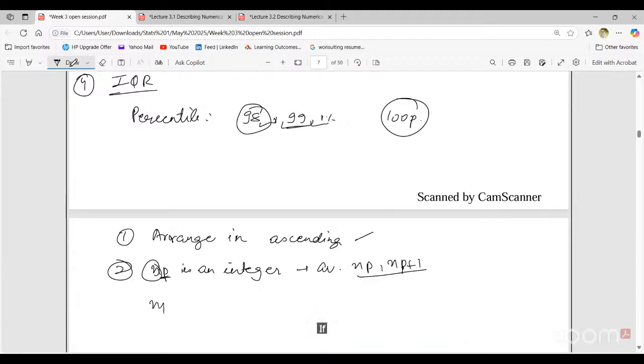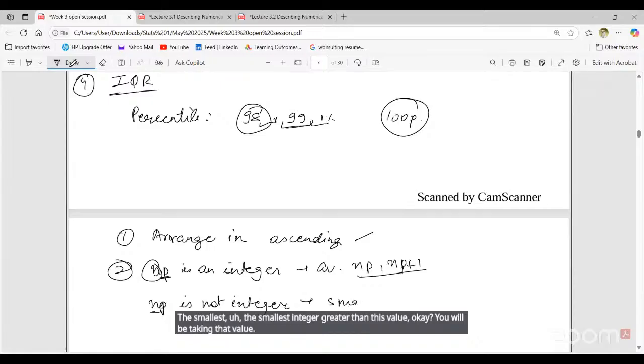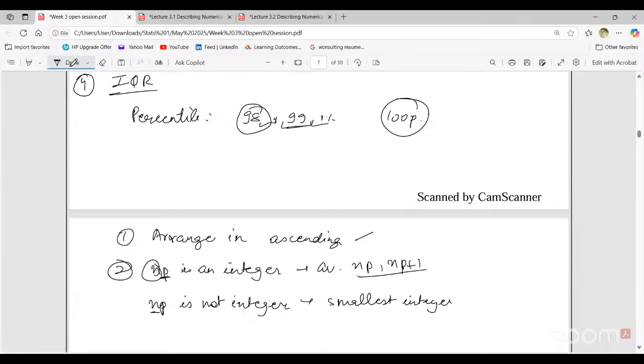If my NP is not an integer, then what do we take? We take the value greater than NP, or you can say the smallest integer greater than this value. You will be taking that value, greater than NP.